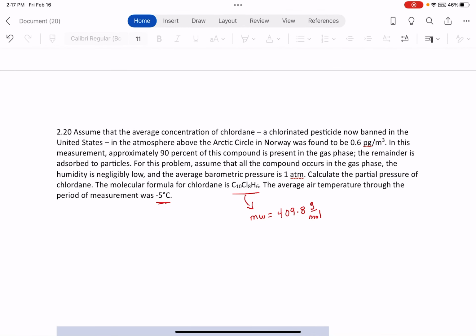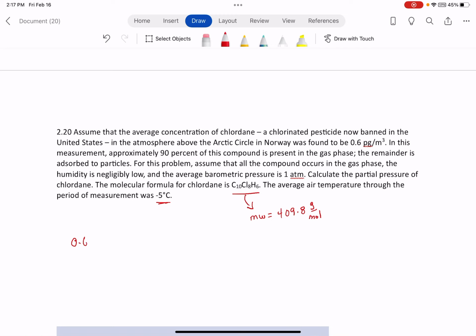Problem 220 in the book. Okay, so assume that the average concentration of chlordane, which is a chlorinated pesticide that is now banned in the United States, in the atmosphere above the Arctic Circle in Norway was found to be equal to 0.6 picogram per meter cube. Okay, so I'll put it like this, 0.6 picogram per meter cube.